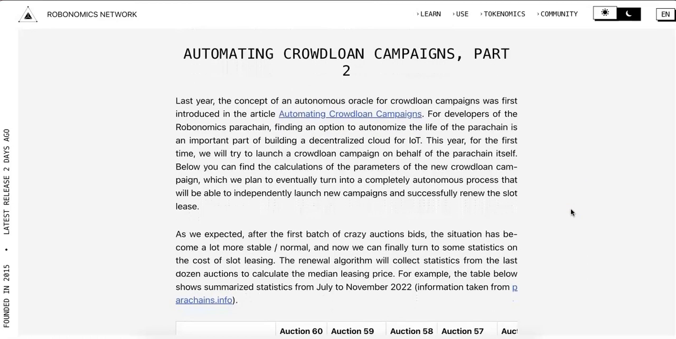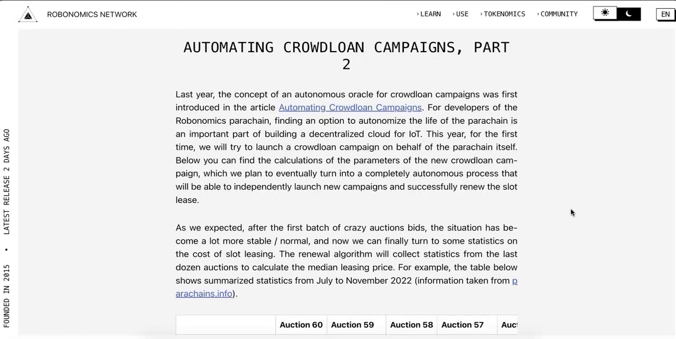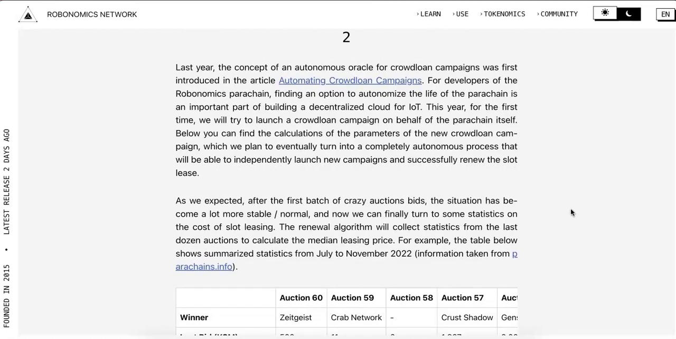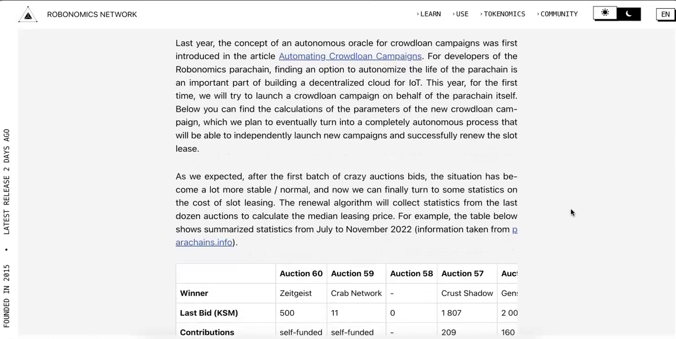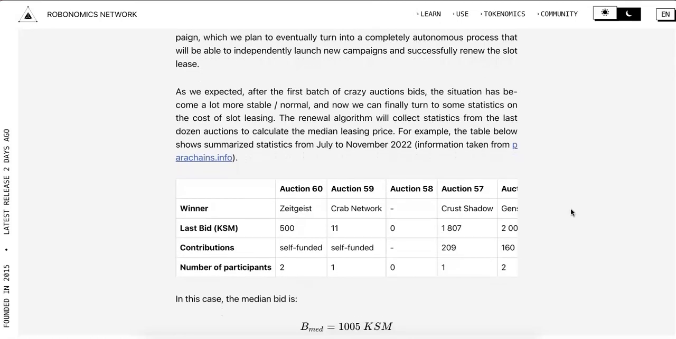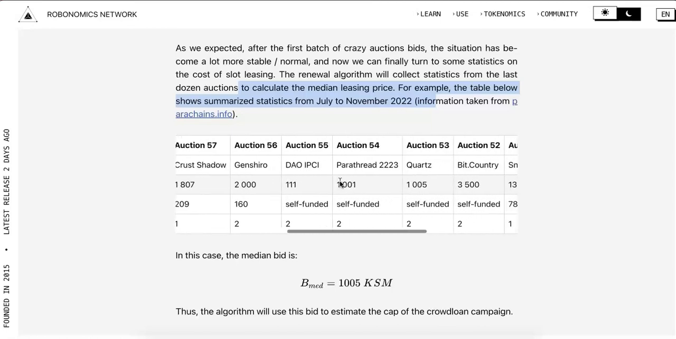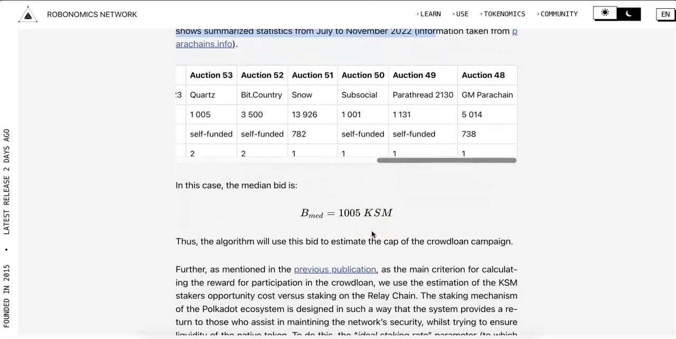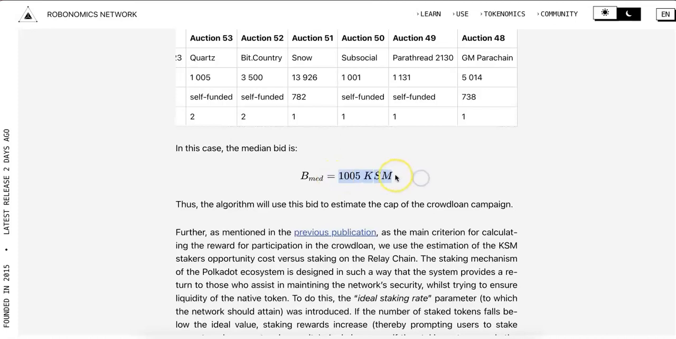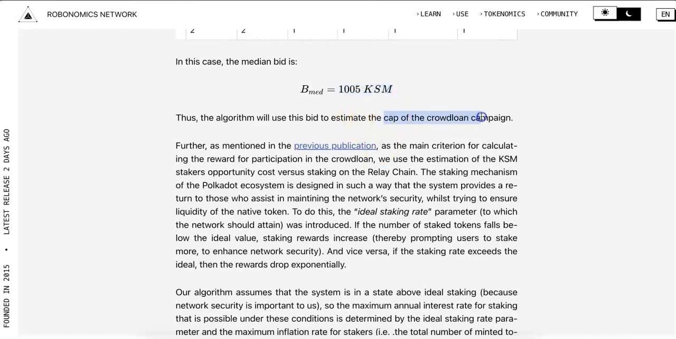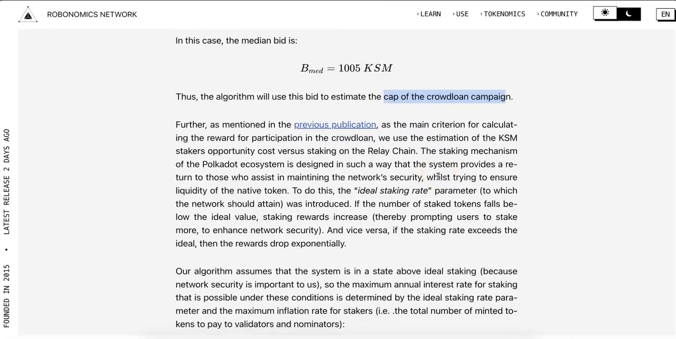So for the Robonomics crowdloan, they compared all the crowdloans in Kusama and figured out the cap. So here's the data they have found. Those are all the winners for the Kusama crowdloan from July to November 2022. They use all of those numbers to calculate the median bid, which is 1005 KSM, and they use that as their cap for the crowdloan campaign.